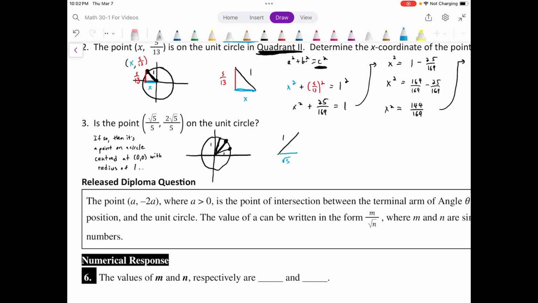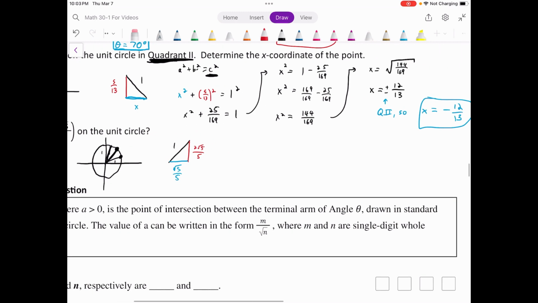Root 5 over 5 would be the x, and 2 root 5 over 5 would be the y, okay? So how can we check this? Well, again, if it's on the unit circle, then the Pythagorean theorem tells us that when I square this and then square this and add it together, I should get 1 squared, or 1. So that's a way we can check, right?